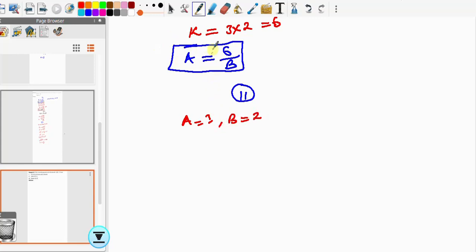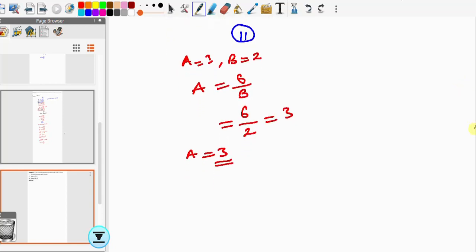Right, by using this formula, we have our A, that is what we are looking for. A equal 6 over B. Our A, we don't know, 6 over 2, which is equal 3. Therefore, our A will be equal 3. This is the value of A when B equal 2.